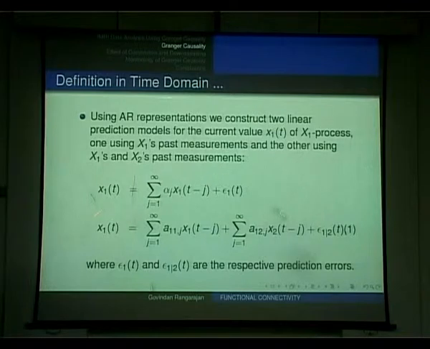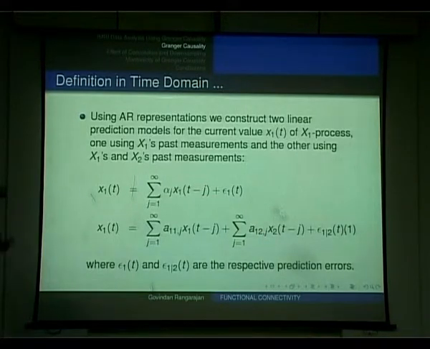Next, you try to predict the current value of x1 not only using the past values of x1, but you also use the past values of x2 to predict the current value of x1. So now we are putting in more information. You are using not only the past of x1, but also the past of x2 to predict the current value of x1. Then you get some other error, which I call epsilon 1 given 2. Now, if this error is smaller than this error, then you say that x2 has a causal effect on x1.